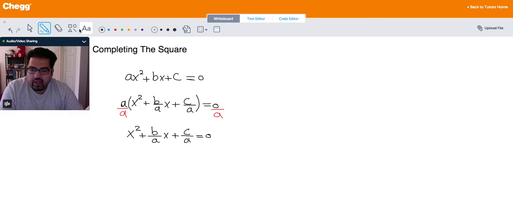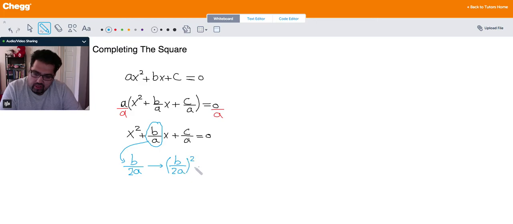Now I'm going to grab this coefficient, the middle one, b over a, and I'm going to make it half. So I'm dividing it by 2, so I would get b over 2a. And the next step is squaring this result. So it's going to be b over 2a squared, which gives me b squared over 4a squared. Now, I would have to add this on both sides of the equation.